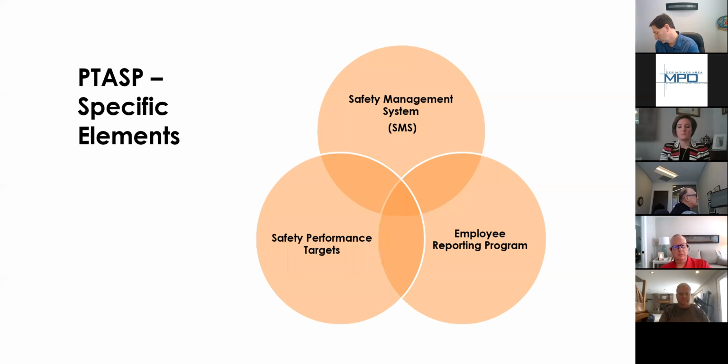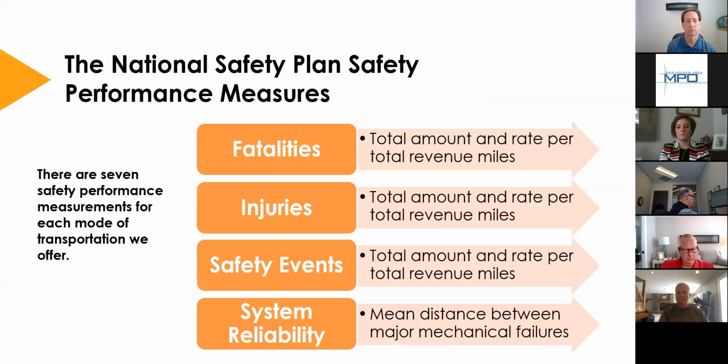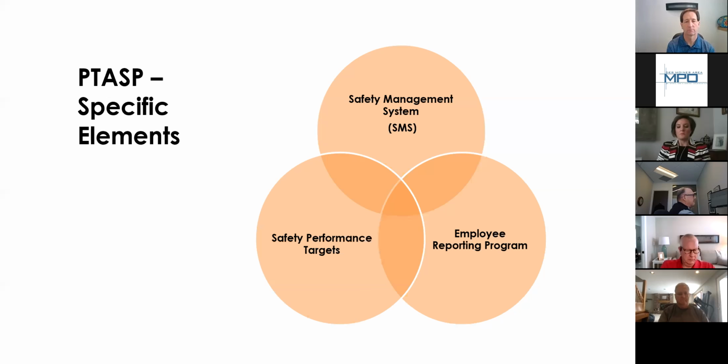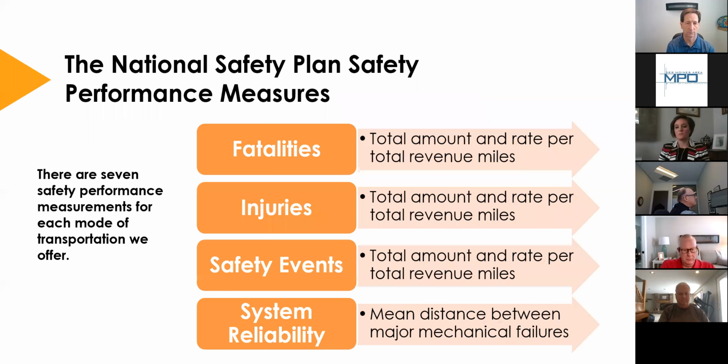Next slide. Okay. Some specific elements in the plan is that we use a safety management system. That's to collect the data, analyze it, and make sure that it's working. That we have safety performance targets, and that we have an employee reporting program. So we gather information from the people who are really out there on the front line, driving our vehicles, and get the feedback from them as to what we could do better to improve safety for them and the public. The reporting program needs to have multiple avenues of reporting: email, dropping off notes, leaving voicemails, and they need to be able to do it anonymously if they choose. Next slide, please. So these are the National Safety Plan performance measures.